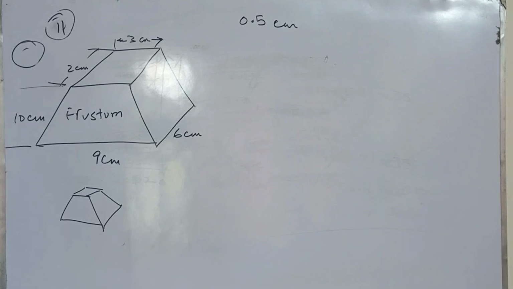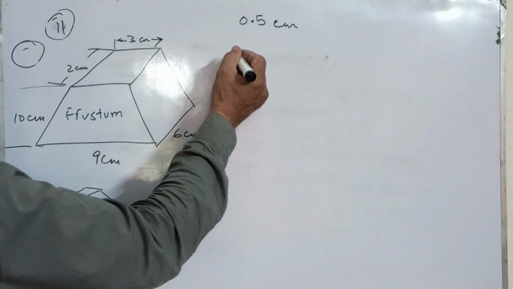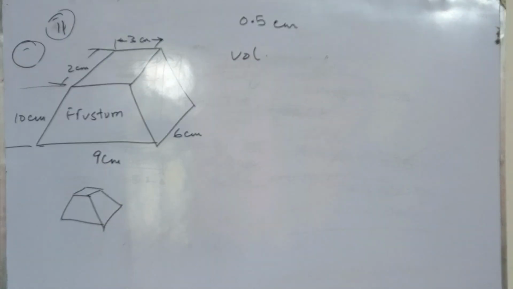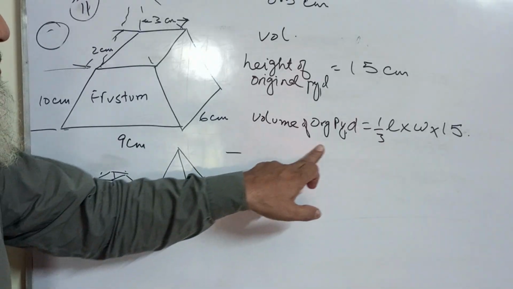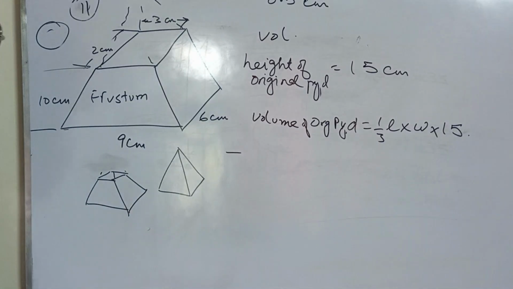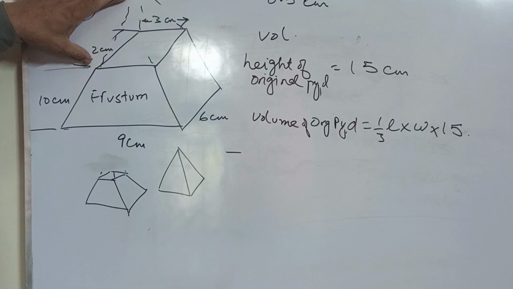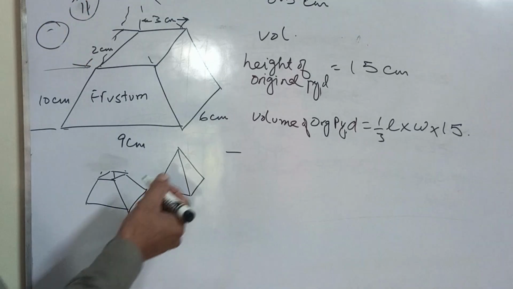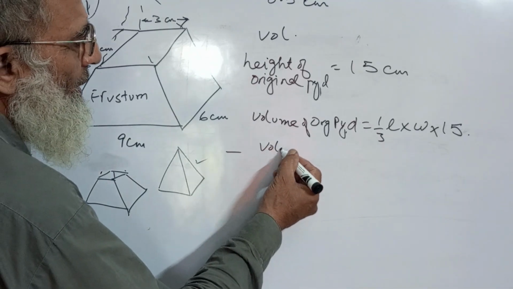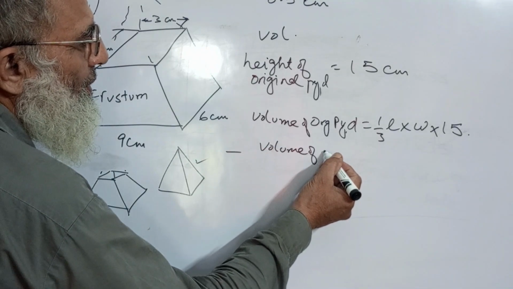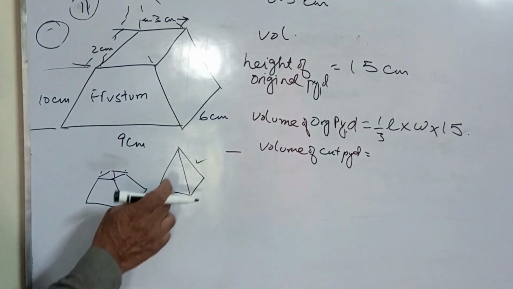So it is very easy now. Again, it is very easy. What is the volume? So we have to calculate the volume. Now we will calculate the volume. How will we calculate it? So this is the volume of the original pyramid. Okay. So what will we do? We will subtract the part which is cut out from here. This one has been cut out from here. So the volume of the cut pyramid.